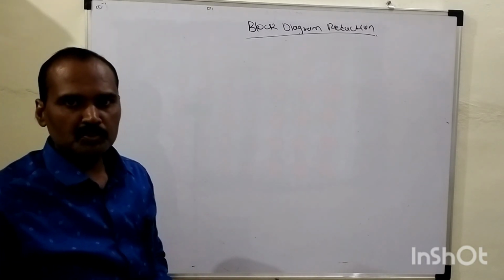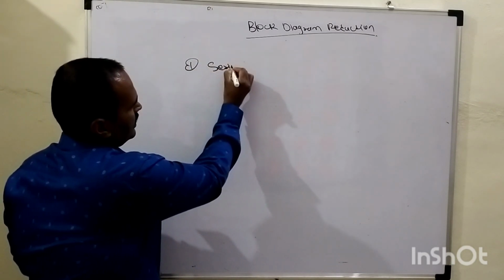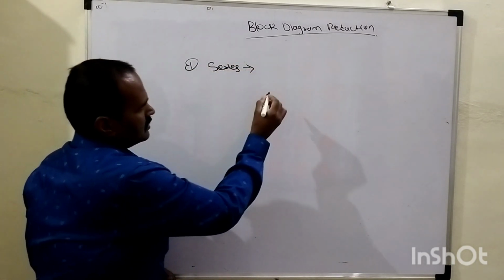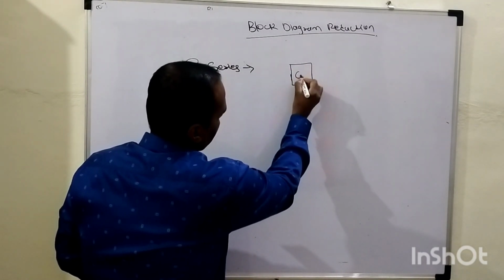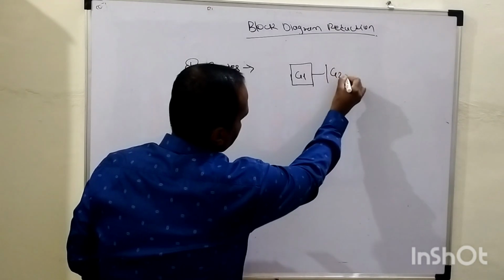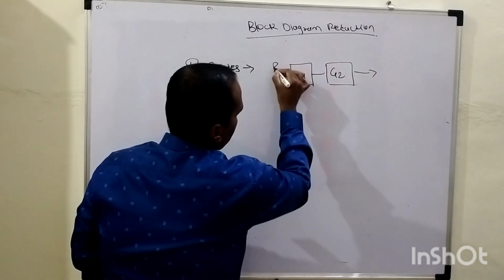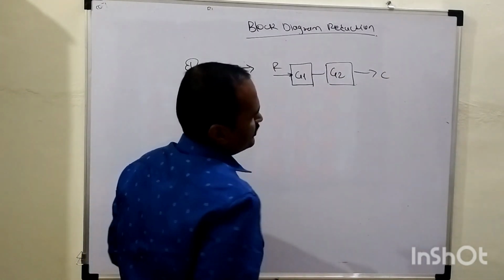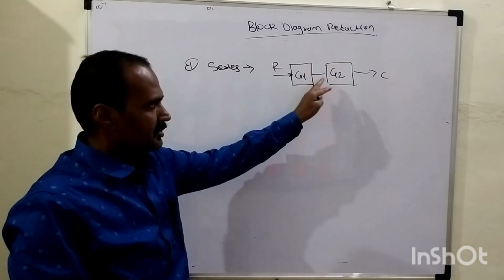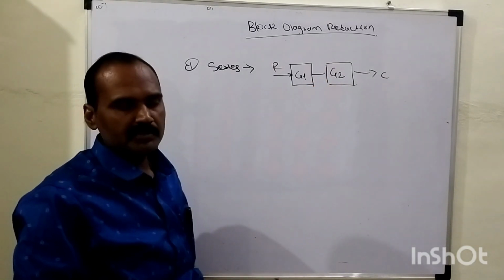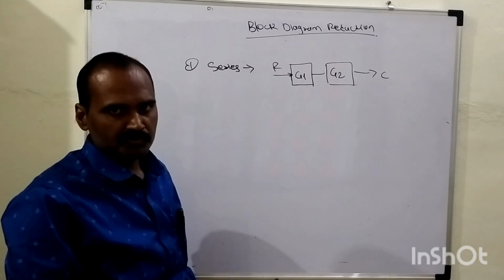So the first rule is nothing but what? When the blocks are connected in series form. This is a very simple rule. We have two blocks whose gains are G1 and G2, where R stands for input and C stands for output, right? Series means we don't have any other elements connected in between these two blocks, so at that time these two blocks are connected in series form, right?